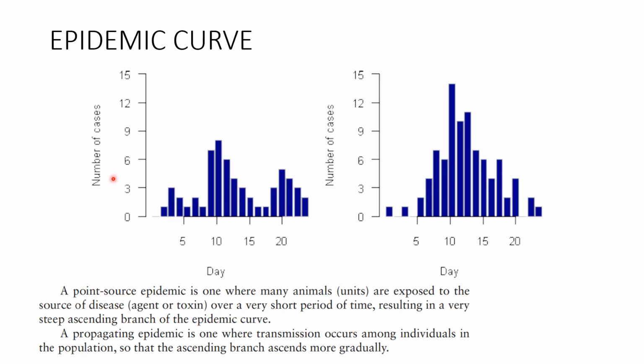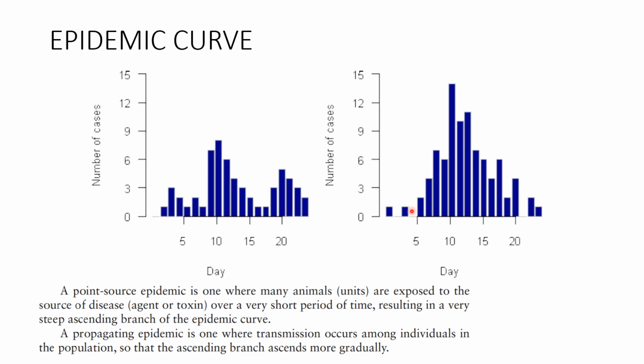Now, with regards to epidemics, there are two types of epidemics that you can use to describe epidemics or outbreaks. The first is the point source epidemic, wherein many animals or many units or many individuals or people are exposed to the source of the disease, be it an agent or a toxin or whatever, over a very short period of time, resulting in a very steep ascent branch to the epidemic curve. So this is the point source epidemic.